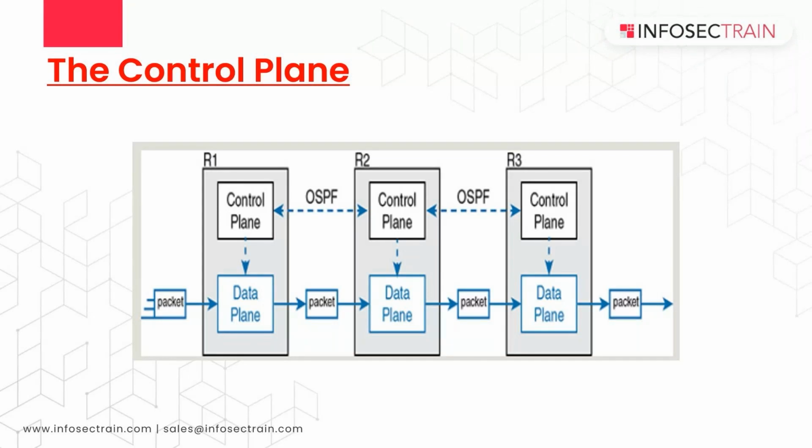Most of these actions have to do with creating the tables which are used by the data plane, tables like the IP routing table, ARP table, and the switch CAM table in the switch. So by adding, removing and changing entries in the tables used by the data plane, the control plane processes control what the data plane does.